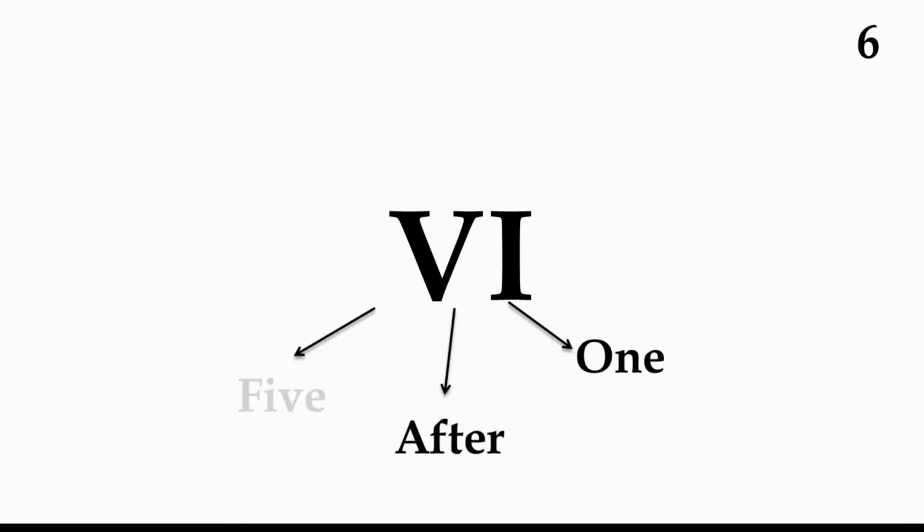Now, then you have 6, which is VI. And again, if you apply the same logic, it's very simple. It's 1, and this time it's after 5. So it's 6. Makes sense, doesn't it? It's very easy. And then it just carries on as it does. So you have 7, and then 8.